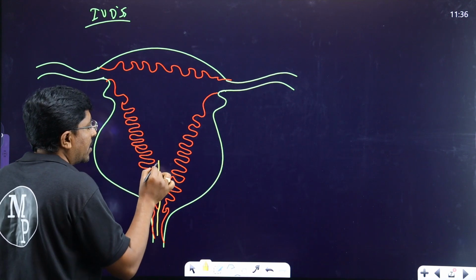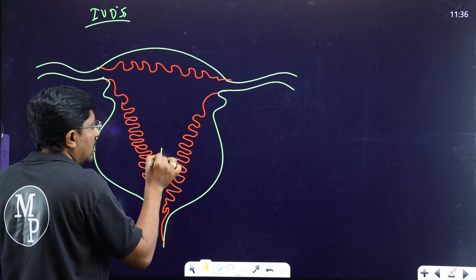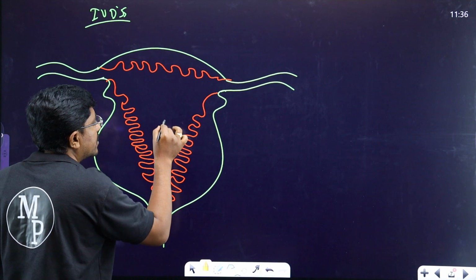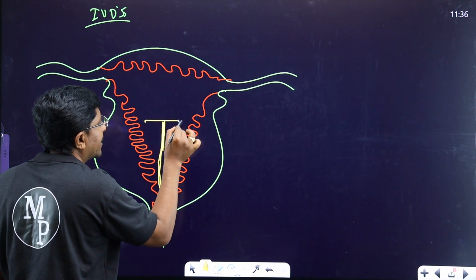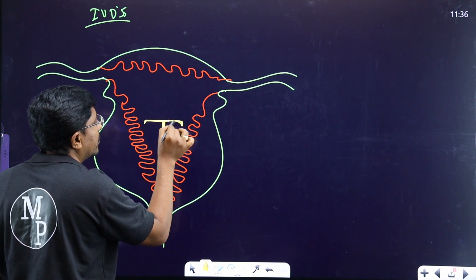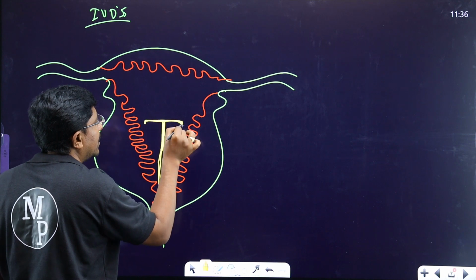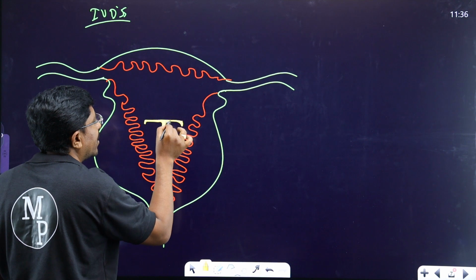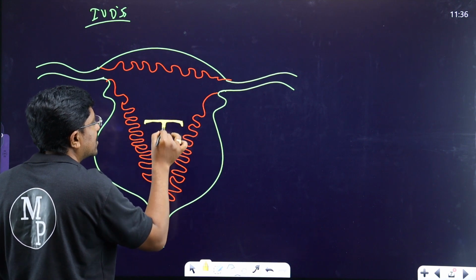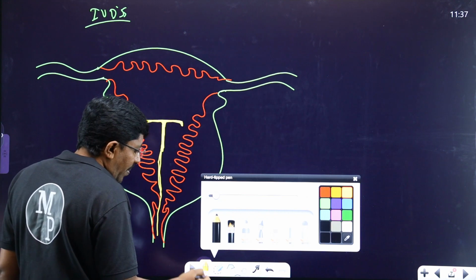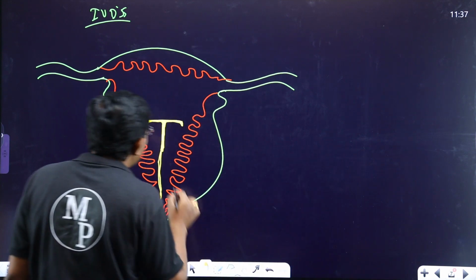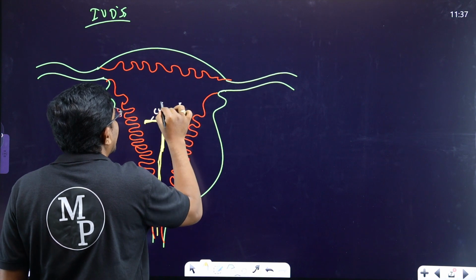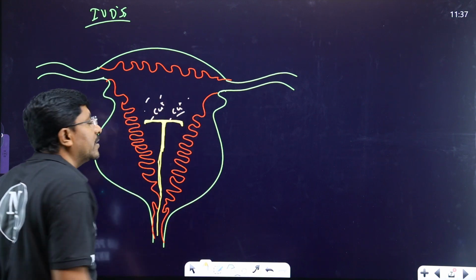For example, the copper T. It is prepared from particular metals, and these metals are inserted into a T shape. Copper T means T shape. Copper 7 means a 7-number shape, like this. These copper devices slowly release copper ions into the uterine fluid.